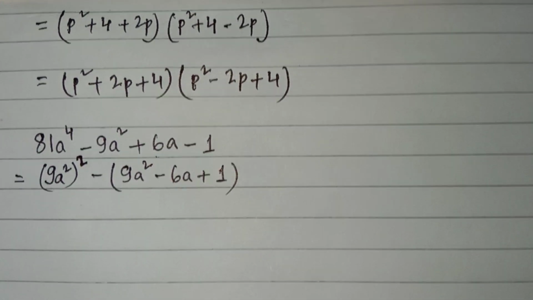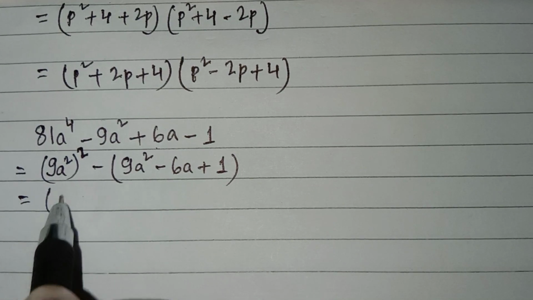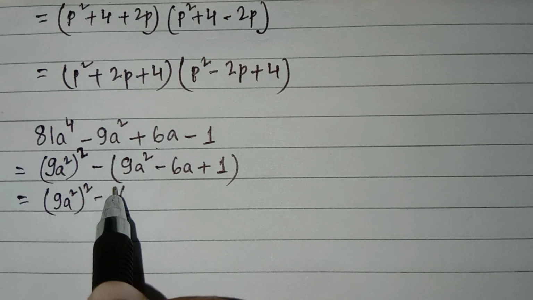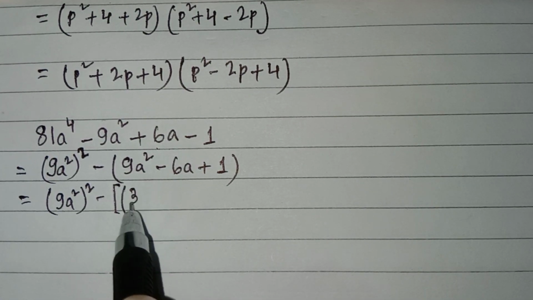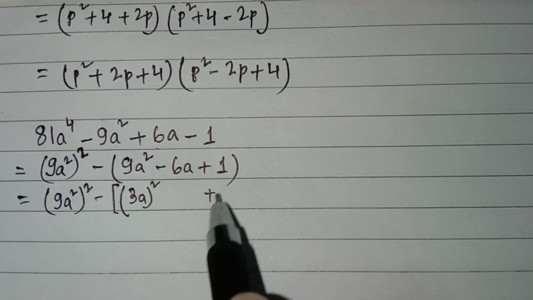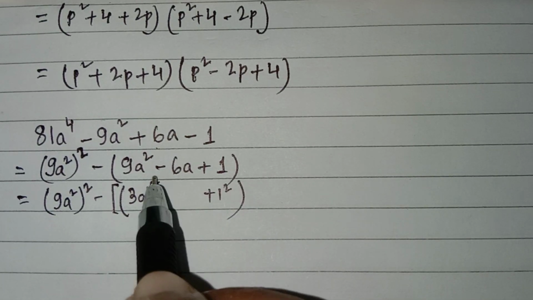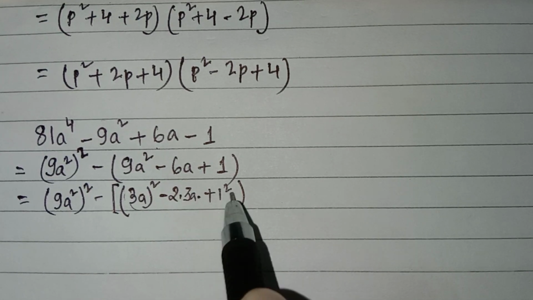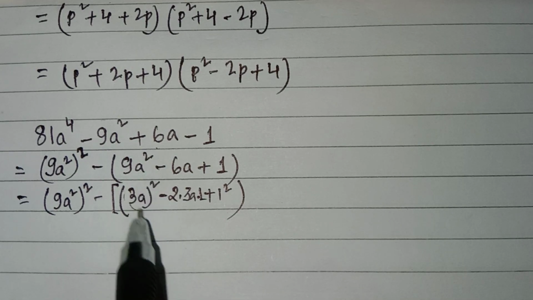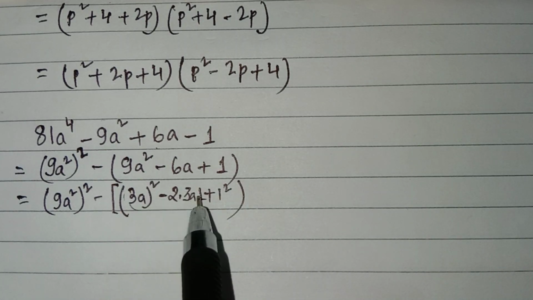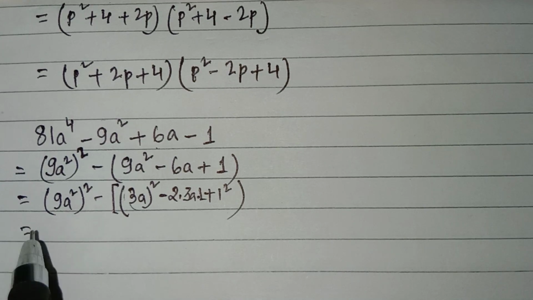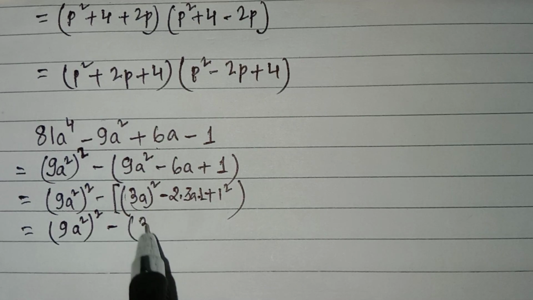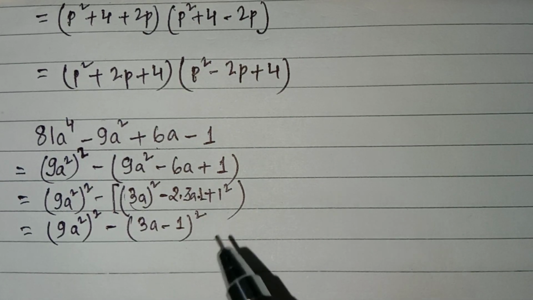In the next line I can write it as 9a square whole squared minus, and this part can be written as 3a whole squared plus 1 whole squared minus 2 times 3a times 1, where a is 3a and b is 1. So I have a complete square here, that is 3a minus 1 whole squared. So in the next line I write 9a square whole squared minus 3a minus 1 whole squared.